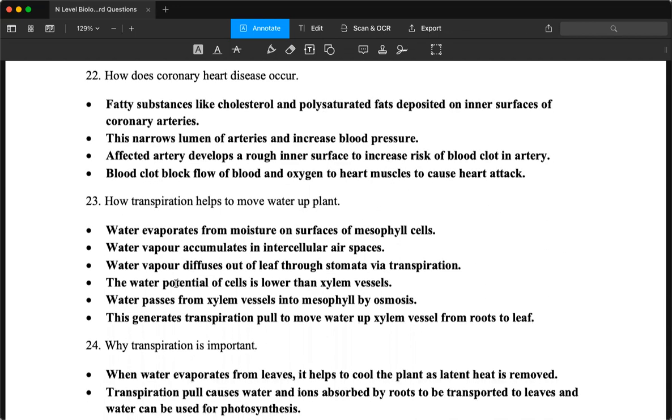Moving on to transport of materials in plants, starting with transpiration. How does it help to move the water up the plant? So number 1, the water will start to evaporate from the moisture on the surfaces of the mesophyll cells. Water vapor starts to accumulate in the intercellular airspace, and then water vapor will diffuse out of the leaf through stomata via transpiration.